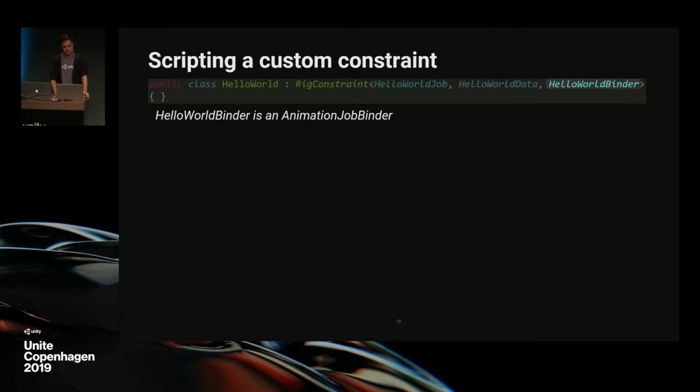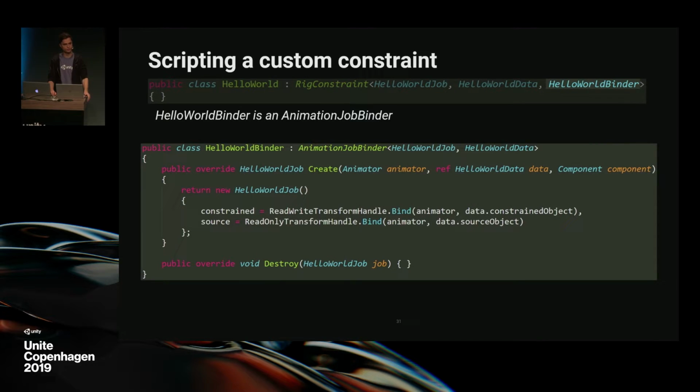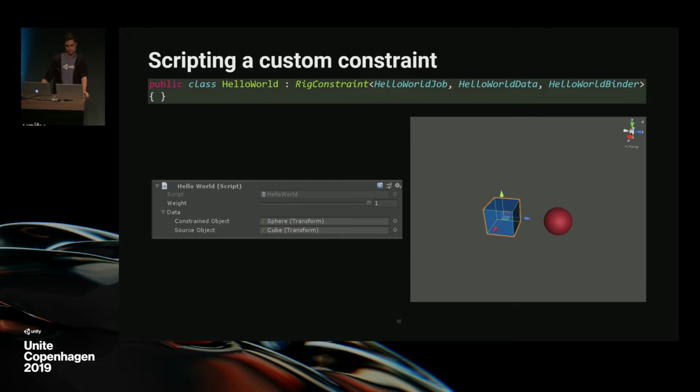So our implementation is much simpler than the class I showed you before for the animation job binder, because the only thing we need to do is create the job. When we create the job, we bind the handles to the transforms in our data. And on the destroy function, we don't need to do anything because we did not allocate any memory or use any native arrays. Also, we're not making use of the update function because our constraint is super simple. So this is what we end up with. On the left, you can see the component you can add in the inspector in your rig hierarchy.